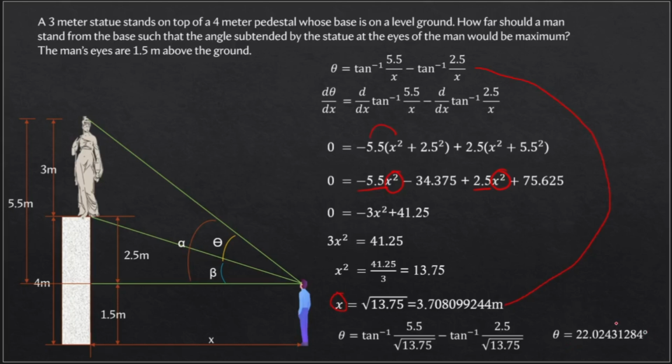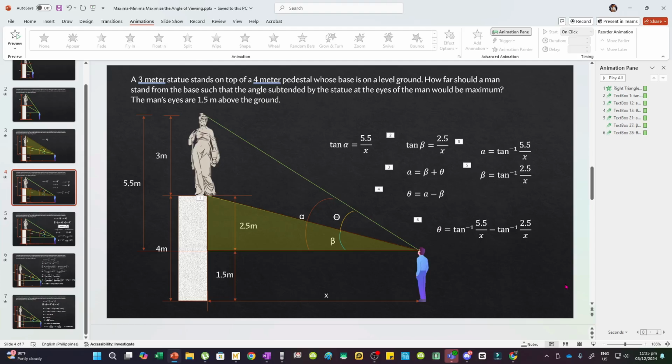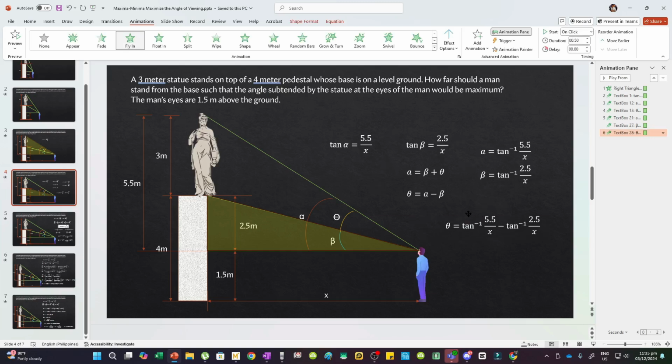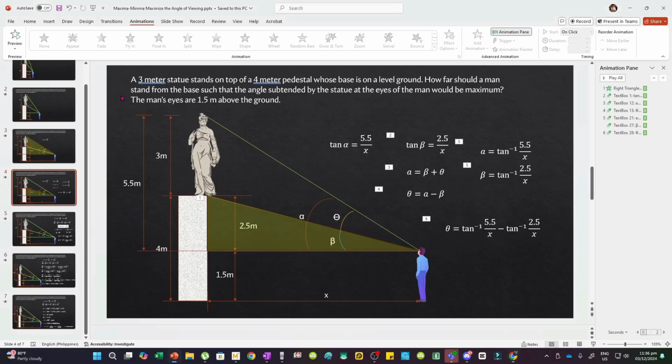Now if you want to check your answer using a graphing calculator, I could show it to you by using the Desmos site. Now in order to graph the function, we have to go back to our original equation, which is this function for theta. Now we can input this into our graphing calculator, and then let's try to check at what distance x will the angle be maximum. So we can model it here.